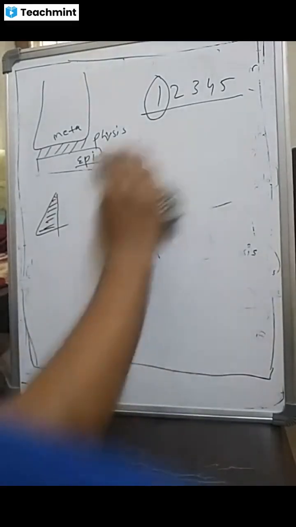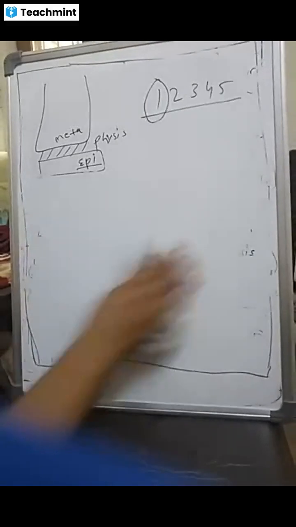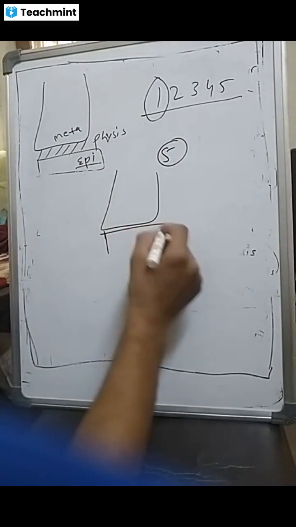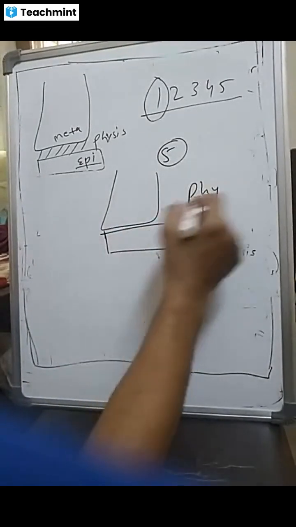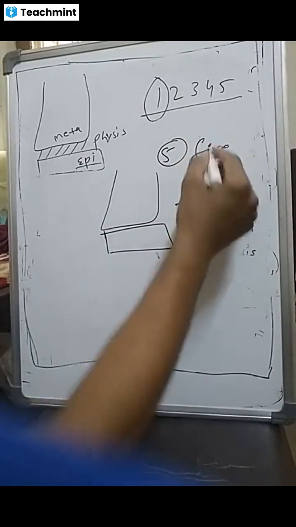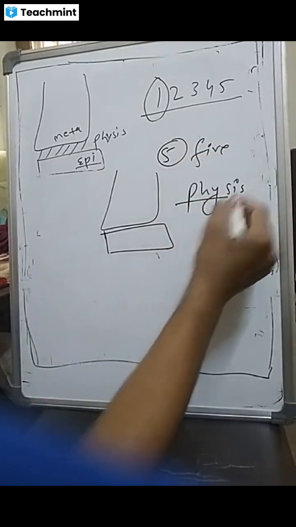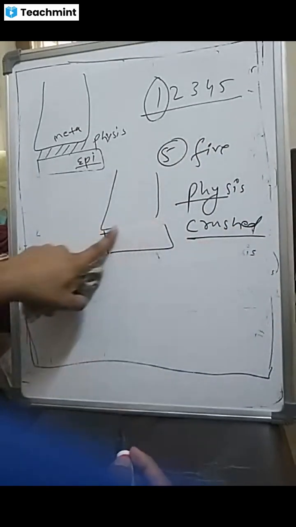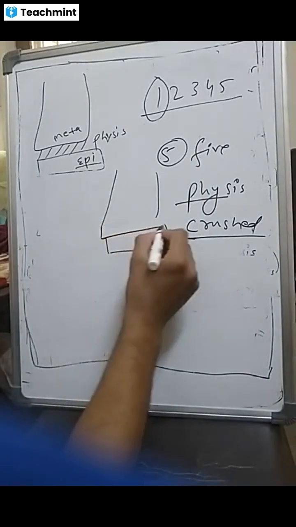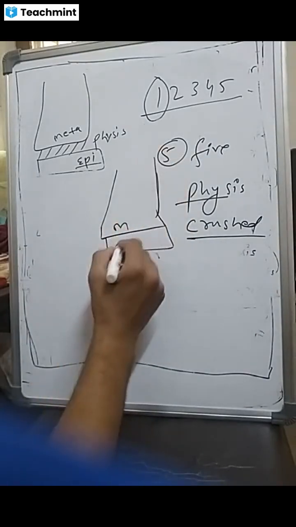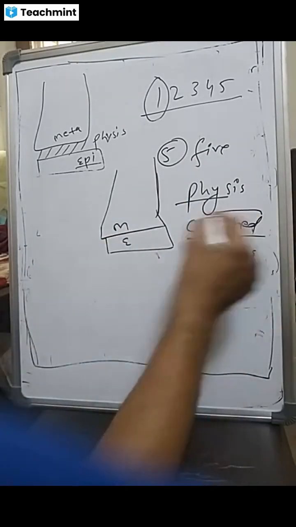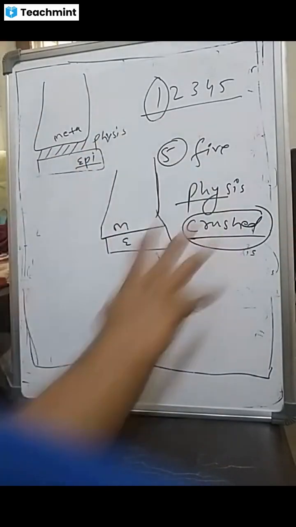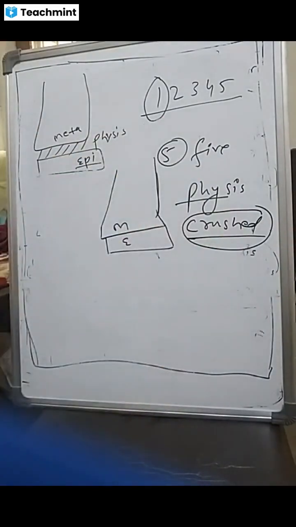Next is type 5. Type 5 means the physis is crushed. It means you cannot see the physis. The metaphysis is directly connected with the epiphysis. So these are the types of the Salter and Harris classification.